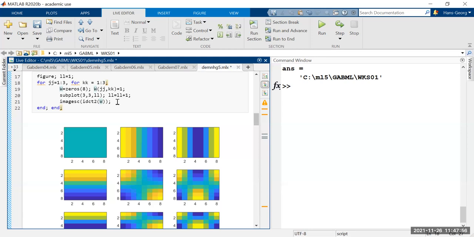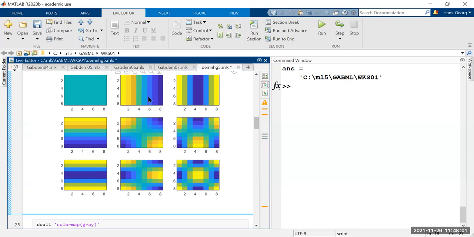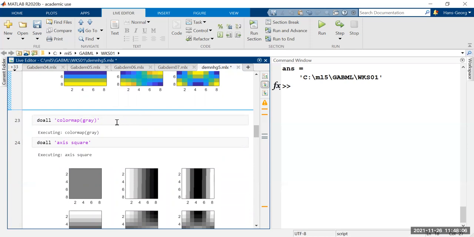Now, you get these funny, nice pictures. But they are rectangular, and they are supposed to be square images. And therefore, I'm doing now for all these 9 subplots, and I could do it, of course, each time, I apply the color map, and I want to have gray level images. And I also apply this axis square command.